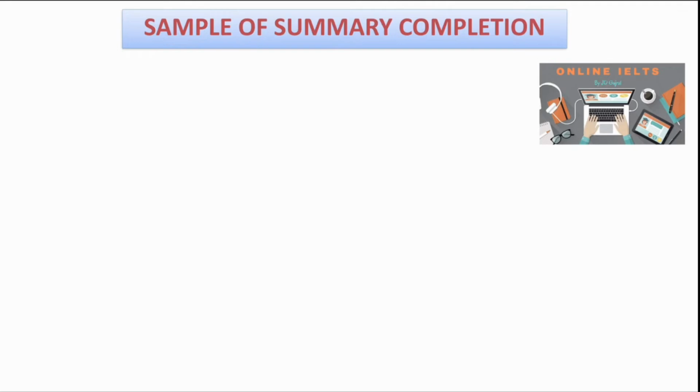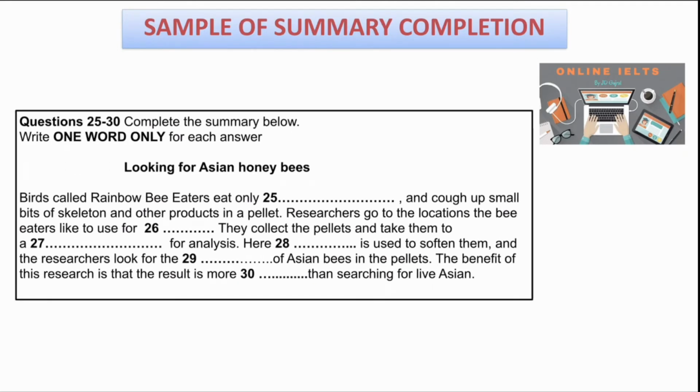Now here I have attached a sample for summary completion. So first of all, question number 25 to 30 simply means it is given in part 3 of the listening test. So you will follow all the 5 tips which I have taught you in the previous slide, and first of all you will read the instruction. Here the instruction is that you have to write only a one word answer. Then you will look for the title, and here the title is Asian honeybees. So you can easily predict that every answer will be regarding Asian honeybees.